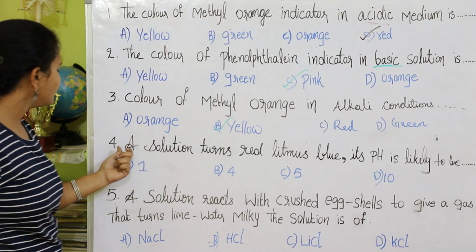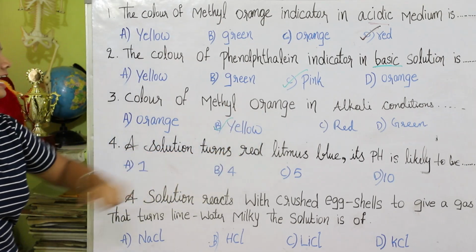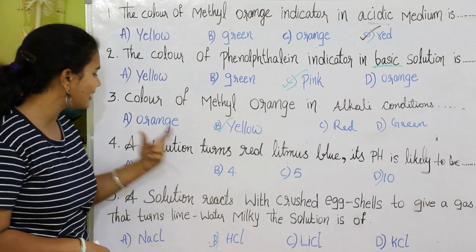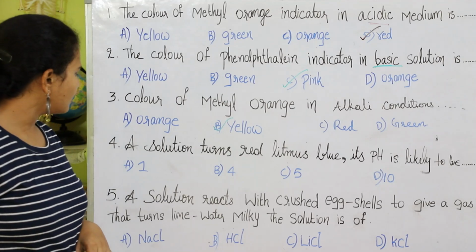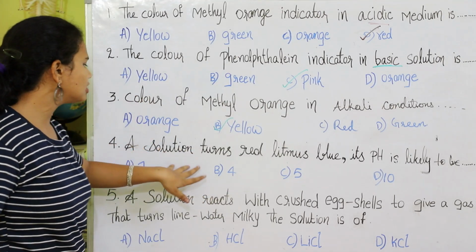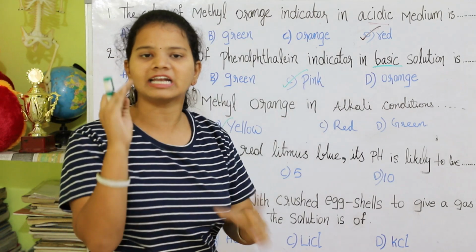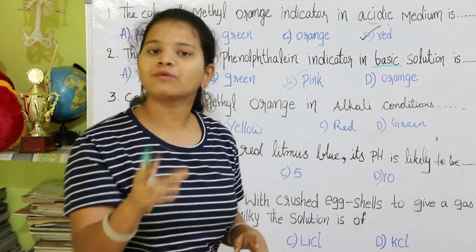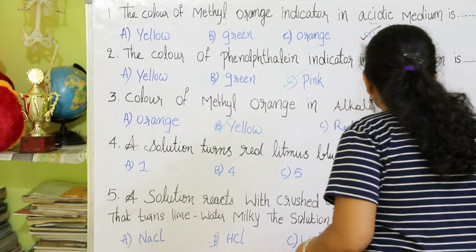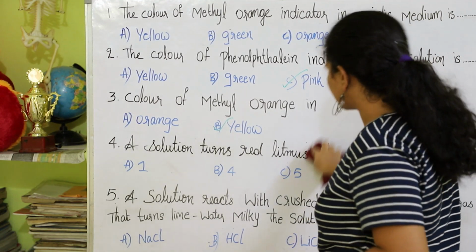Now next, the fourth one. A solution turns red litmus blue, its pH is likely to be? So firstly, let's learn the pH scale. Instead of taking this question directly, let's see what happens when a solution turns red litmus paper blue, and what pH they are asking about. Firstly, let me write something over here. Let's learn about the pH scale.